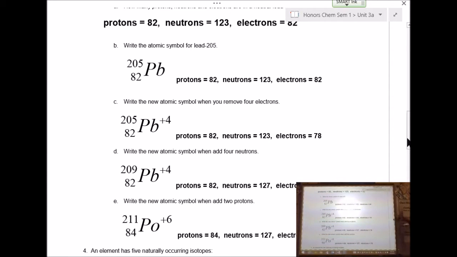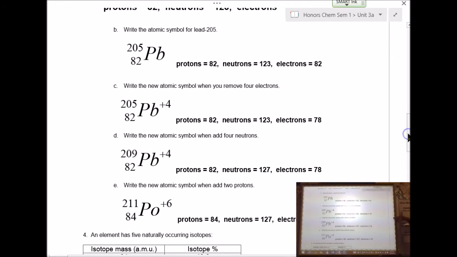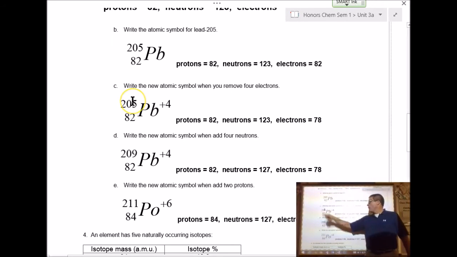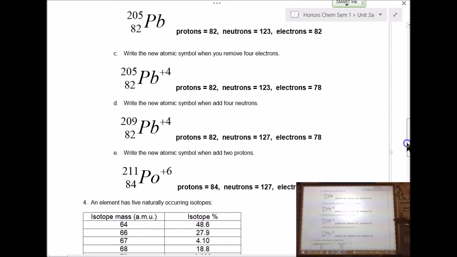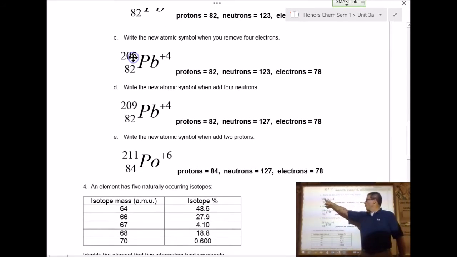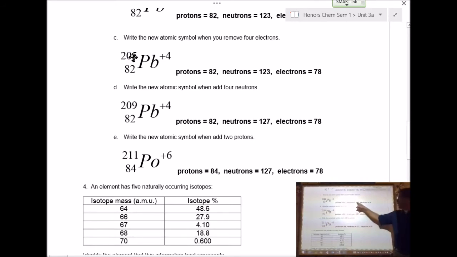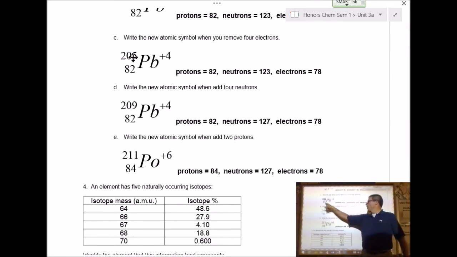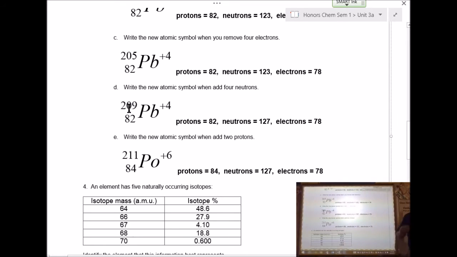Part C says, write the new atomic symbol when you remove 4 electrons. So going from 82 to 78, my proton number remains the same, but taking away 4 negative charges gives me a +4 charge. Nothing else over here changes. So 82 and 205, those remain the same. Part D, write the new atomic symbol when you add 4 electrons. So when I add 4 electrons, my mass changes from 205 to 209, and my neutron number changes, but that's the only thing that will change is 209. Charges remain the same because neutrons are neutral.